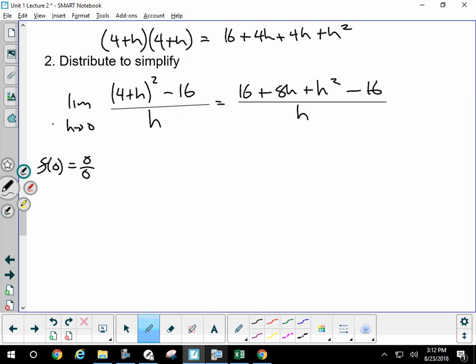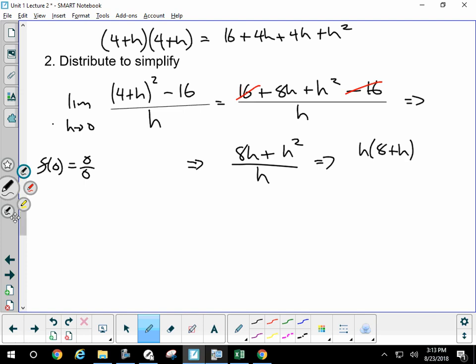Okay, fantastic. We distributed it. Can I plug in 0 for h? No, I still get 0 over 0. But I see I have a 16 minus a 16. So let's take care of this 16. It's gone. Now I have 8h plus h squared over h. I try to plug in 0 for h. I still get 0 over 0. Continue to simplify. Well, I can factor out an h.